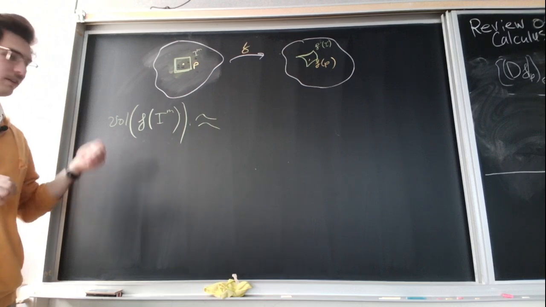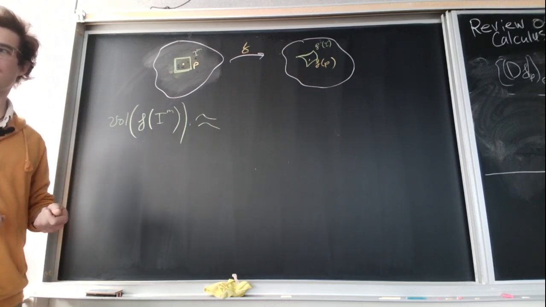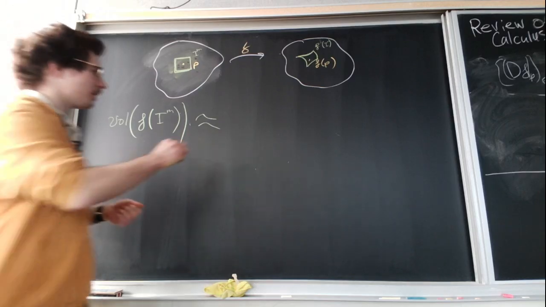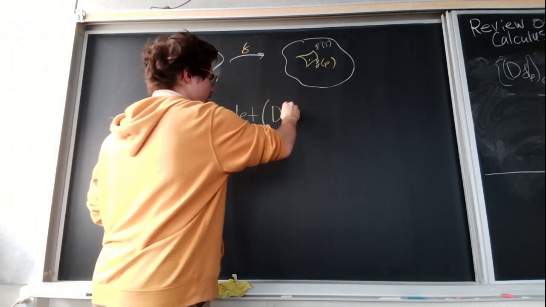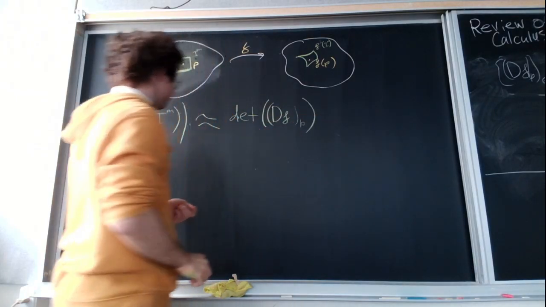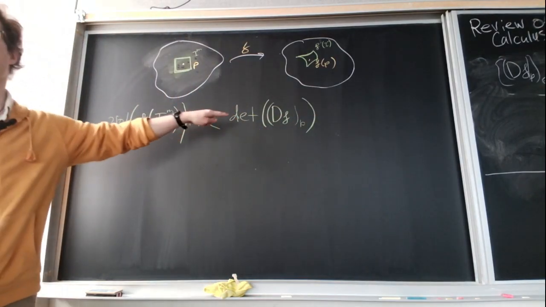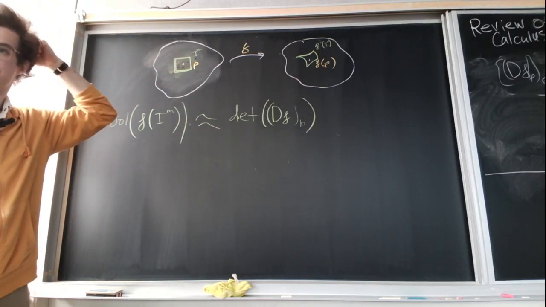Well, no, just give me the answer. I just told you the answer, so you should just tell me the answer. The determinant of df at point P. So it should be roughly this for a sufficiently small cube.